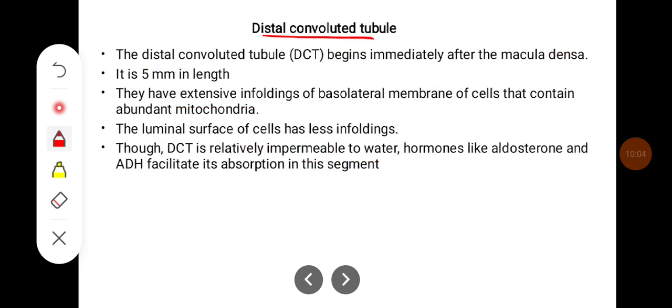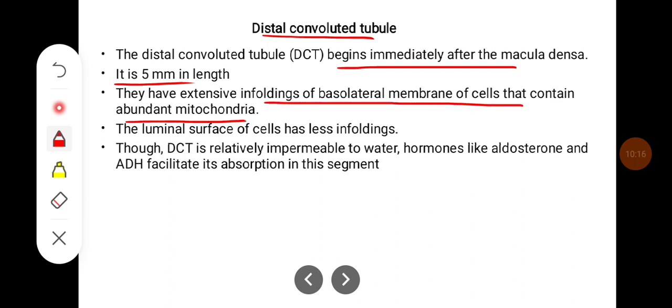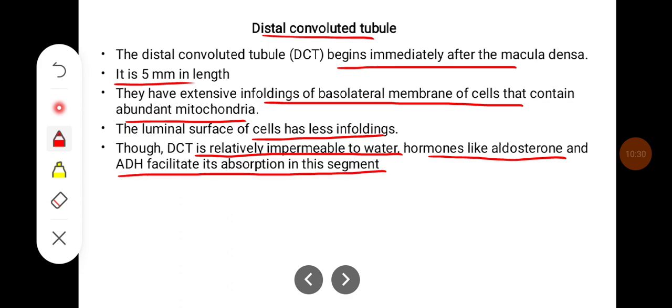Distal convoluted tubule. The distal convoluted tubule begins immediately after the macula densa. It is 5 mm in length. They have extensive infoldings of the basolateral membrane of cells that contain abundant mitochondria. The luminal surface of the cell has fewer infoldings. Though the DCT is relatively impermeable to water, hormones like aldosterone and ADH facilitate its absorption in this segment.